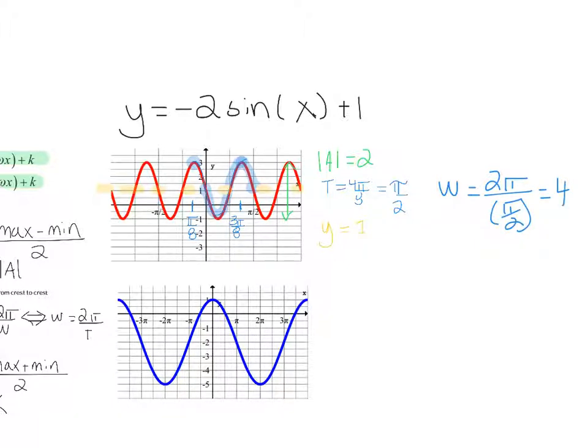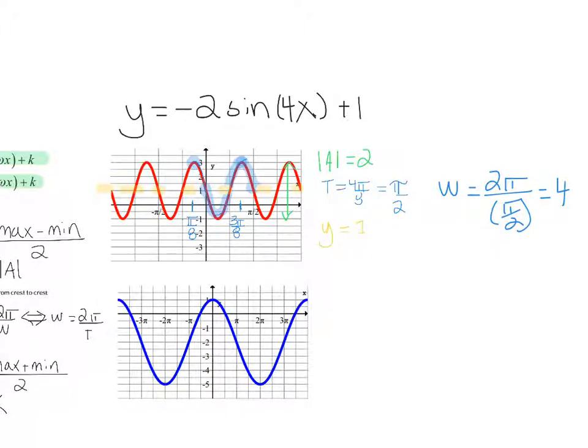So then my function is y equals -2 sine of 4x plus 1. So why is it -2? It's -2 because normally a sine function would start at its midline and go up, but this function starts at its midline and goes down. So it's been reversed over the midline. So that's why it's a -2.